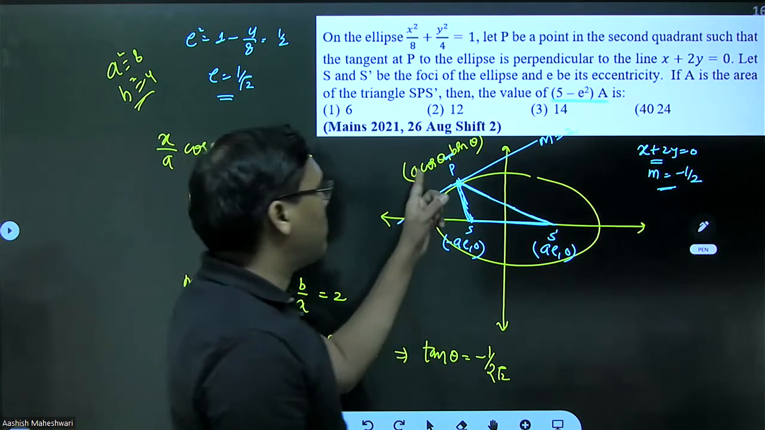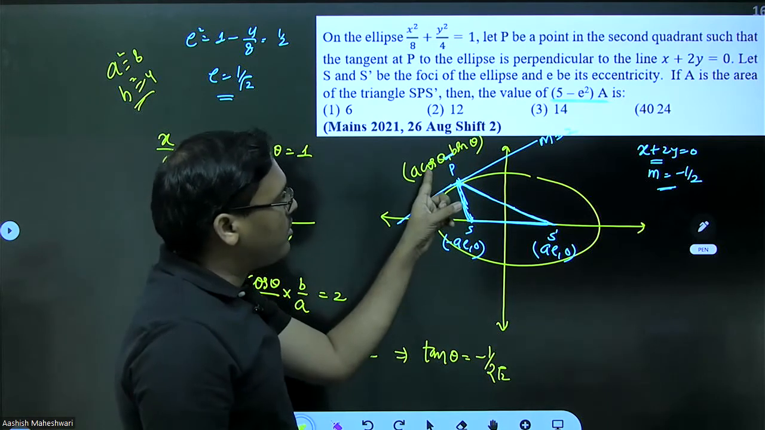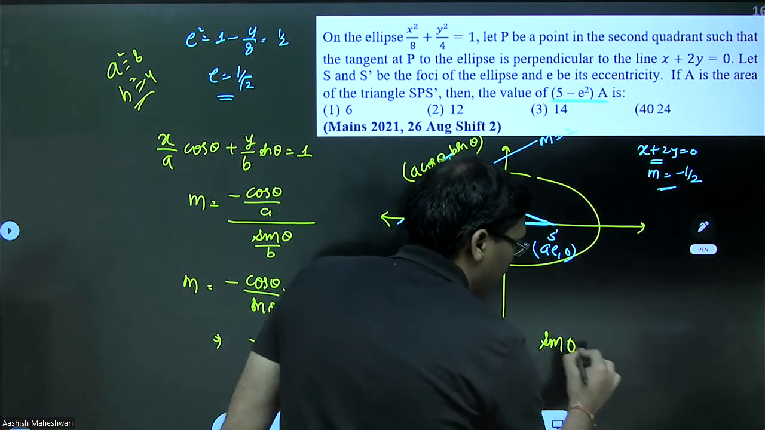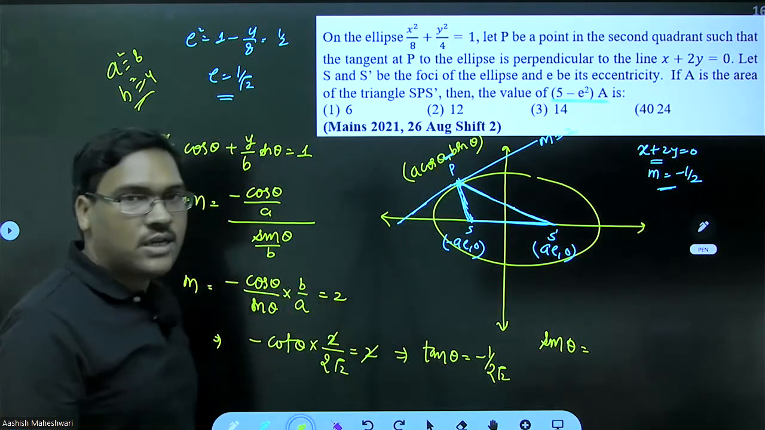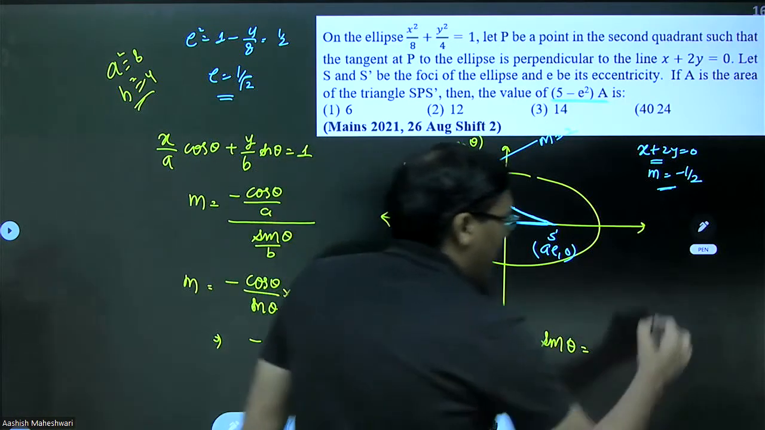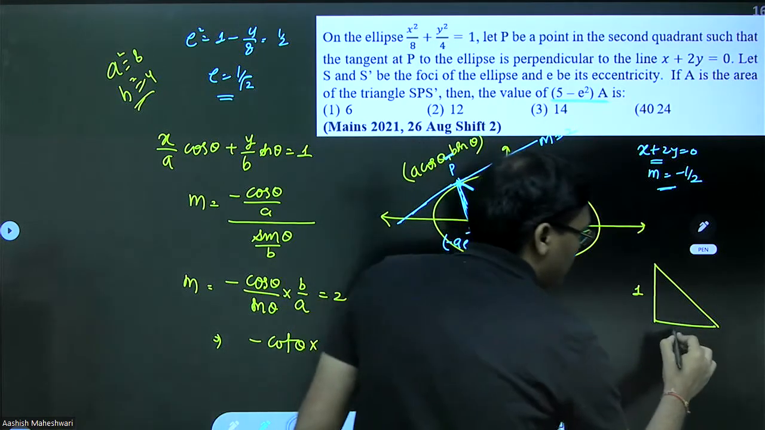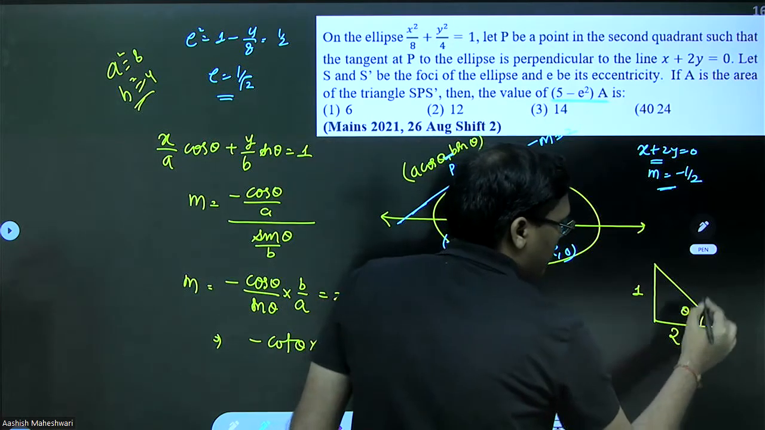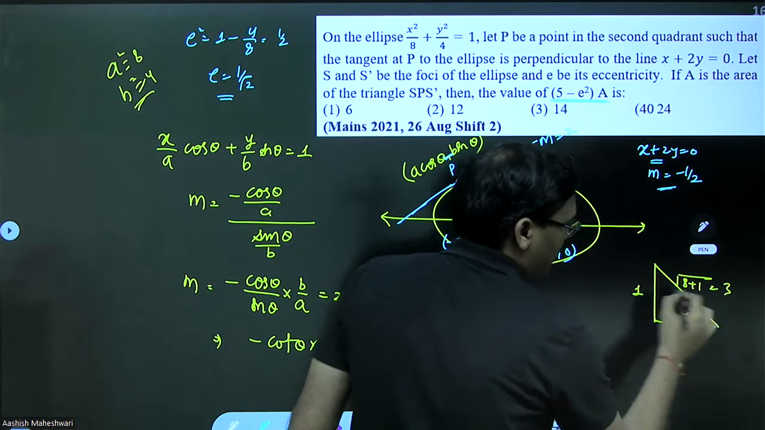Now, what is the coordinate of point P? If tan theta is minus 1 by 2 root 2, the angle is in the second quadrant. So what is sin theta? Sin theta will be a positive value because theta is in the second quadrant, right? I can just make this triangle. This is perpendicular 1, this is base 2 root 2, and this is theta. Under root of 8 plus 1, which is equal to 3. So the hypotenuse is 3.